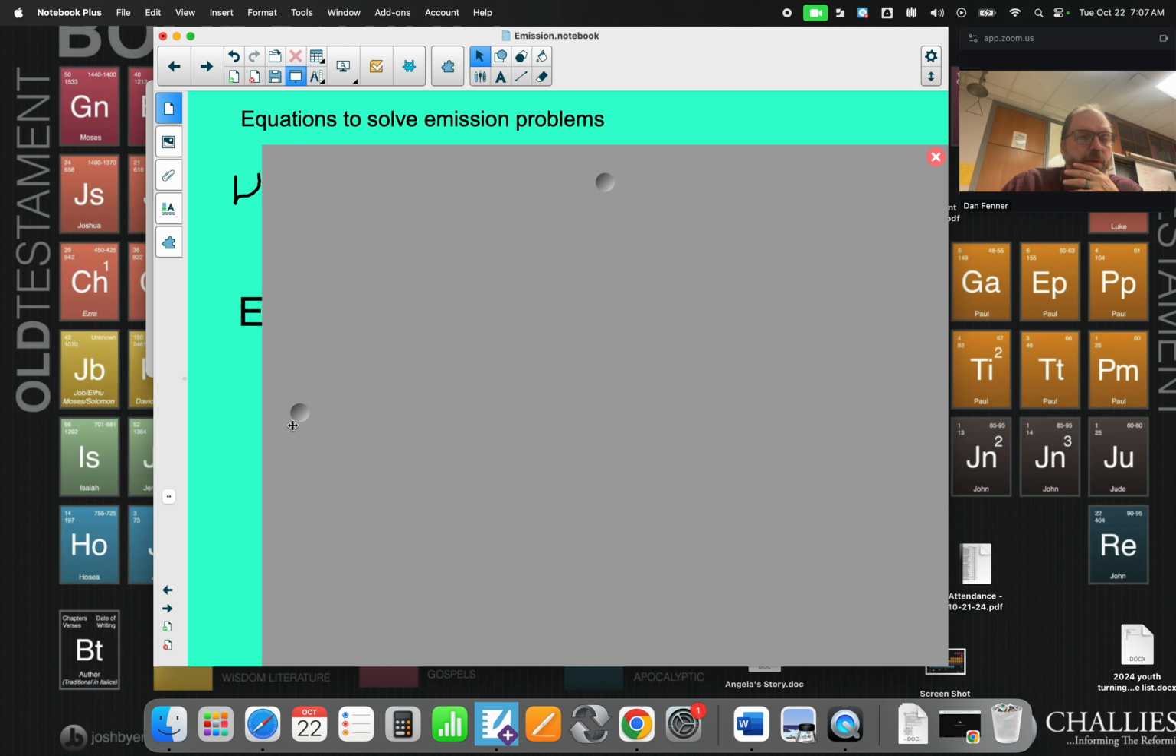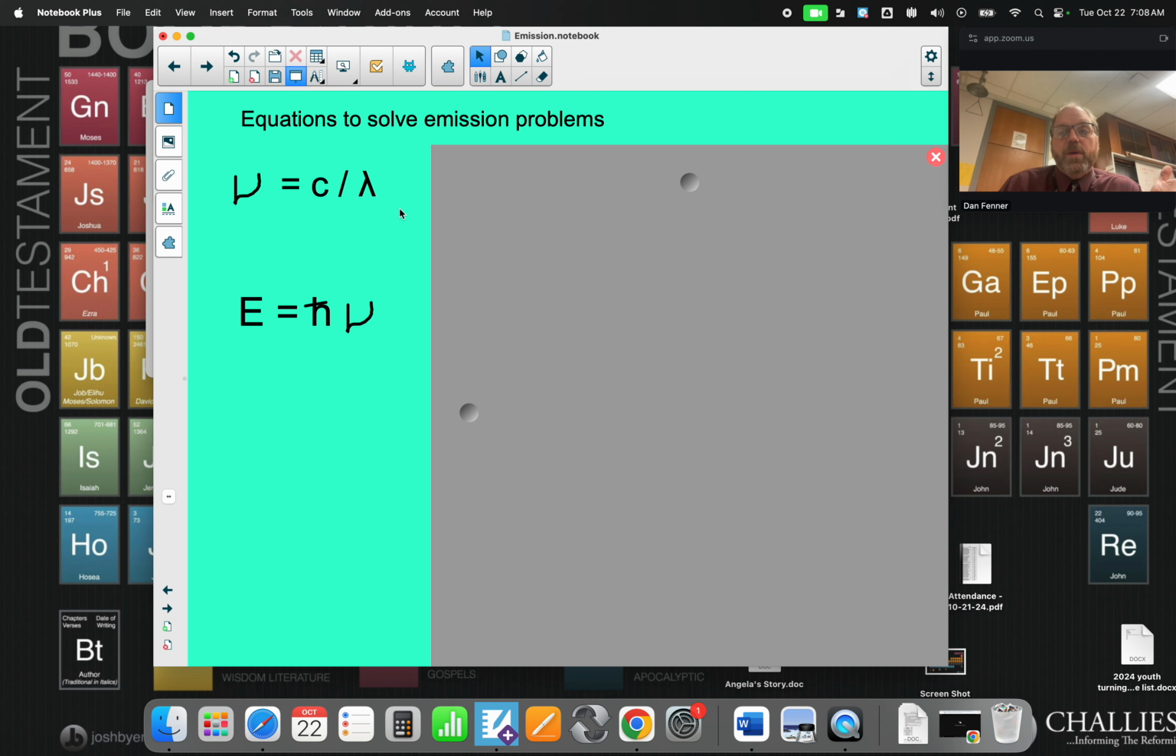There's two equations that we talk about. We have, that's a fancy letter, a Greek letter called nu. Nu is equal to c over lambda. I always tell my kids, hey, what's nu? C over lambda. You don't get that? You will before the over. So then we go to the second equation, E equals h times nu.